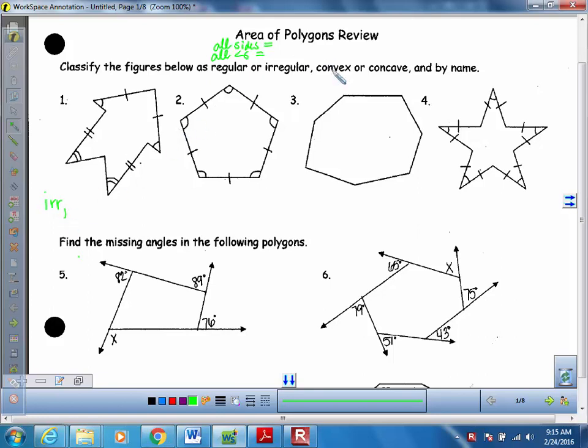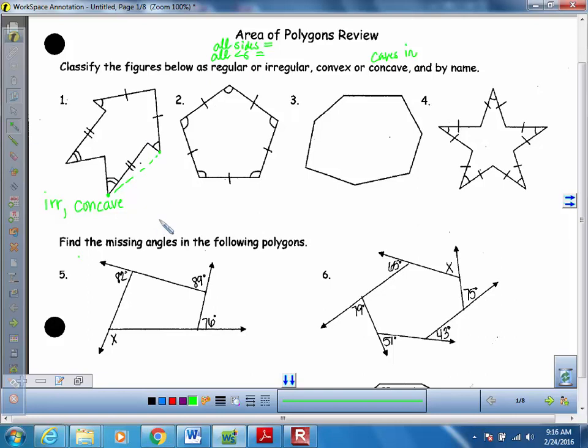Then concave or convex. To find whether it's concave or convex, concave means that it caves in. So if you're going from one point or one vertex to the other, if you are outside the figure, like here, if we went from this point to this point, we would be outside our polygon, which means that it's going to be concave, because this side would cave in.